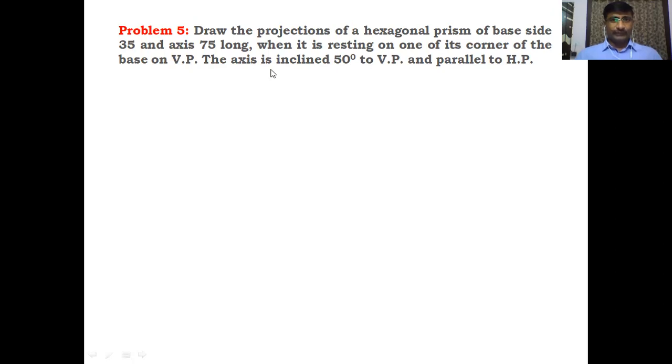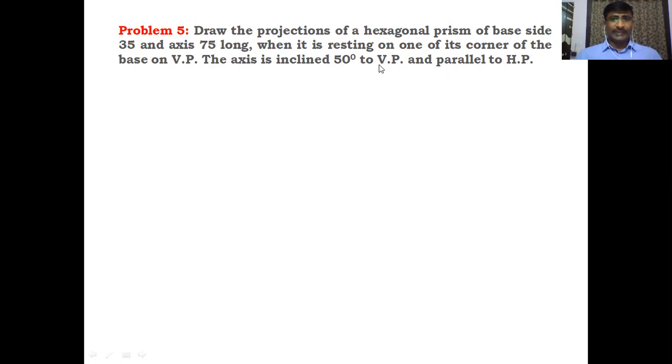So we have to give the first preference to the axis inclination. The axis is inclined to VP, so in the initial position, we have to assume the axis is perpendicular to VP. Clear? Whichever plane the inclination is given to, we place the axis perpendicular to that plane and draw the first position. Clear? So here, the axis is given inclined to VP. That's why the axis is perpendicular to VP in the initial position.